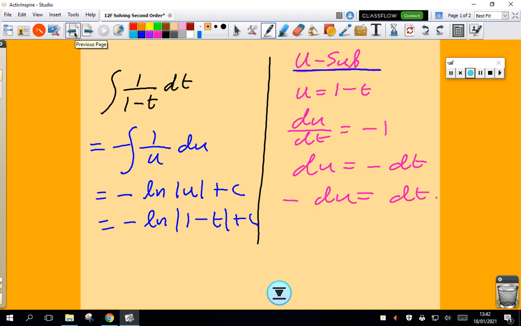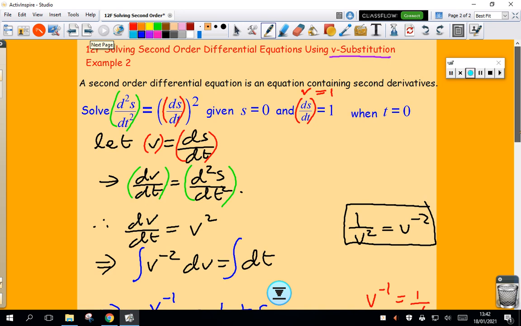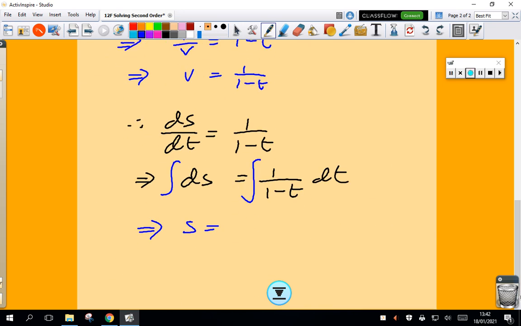And if I go back to the work I did at the start, the antiderivative of 1 over 1 minus t is the negative of the natural log of the absolute value of 1 minus t plus c. So go back here. What we're going to get on the left is s, and on the right is the negative of the natural log of 1 minus t plus the new constant of integration. So that's my general solution.